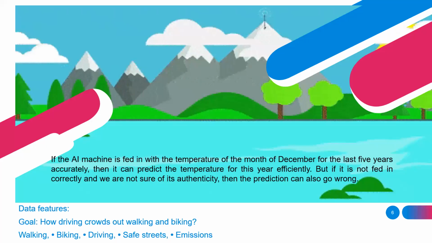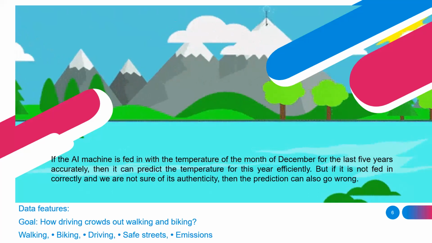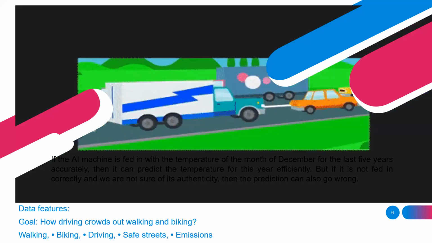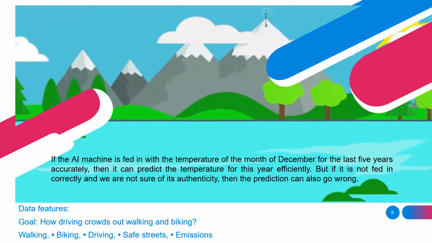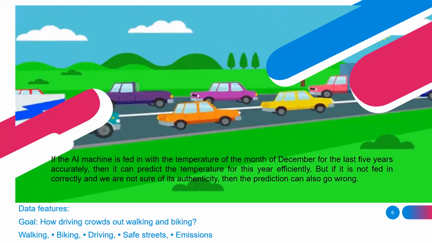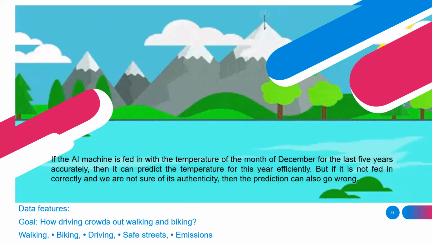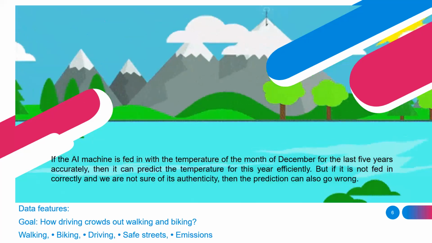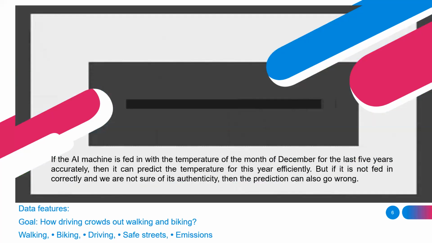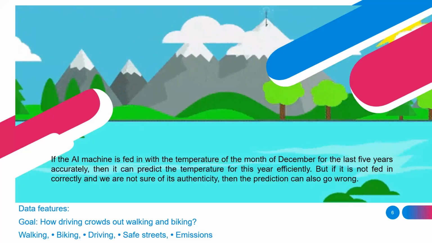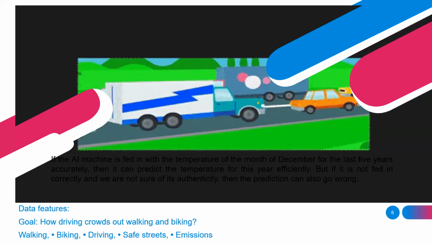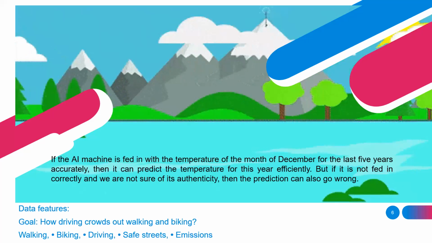Already I explained that in data acquisition, you will collect the data in the form of images, right? Now one more example. If the AI machine is fed with the temperature of the month of December for the last 5 years accurately, then it can predict the temperature for this year efficiently. But if it is not fed correctly and we are not sure of its authenticity, then the prediction can also go wrong. I hope you understood data acquisition and data features.